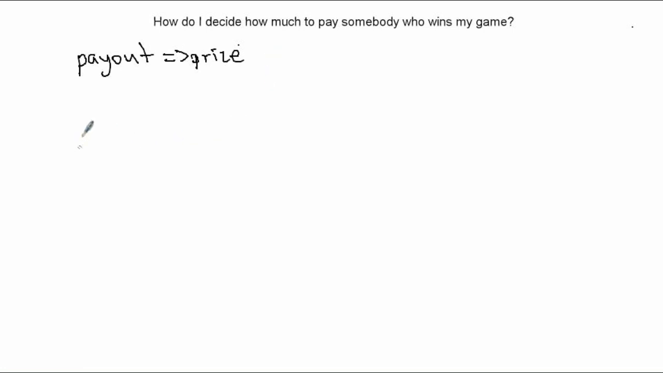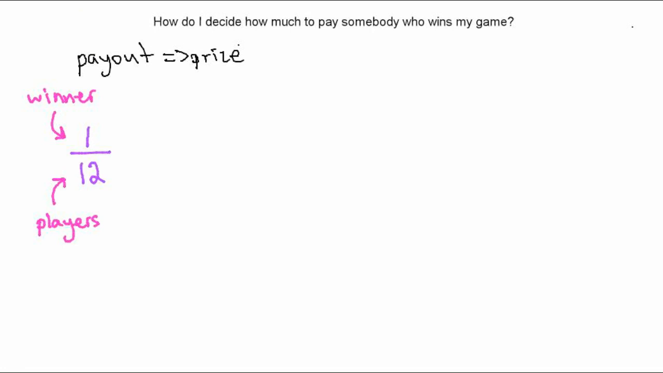So let's say that you've already calculated that the probability of someone winning your game is 1 out of 12. So what that really tells us is that for every 12 people who play your game, so for every 12 players, you expect there to be one winner. And we can use that to do our calculation.